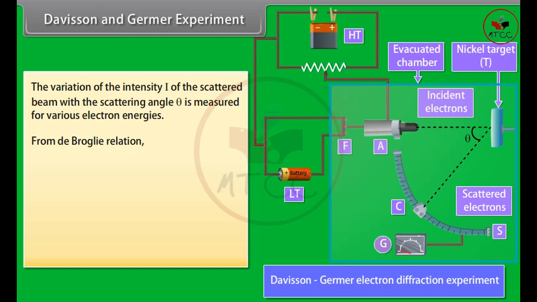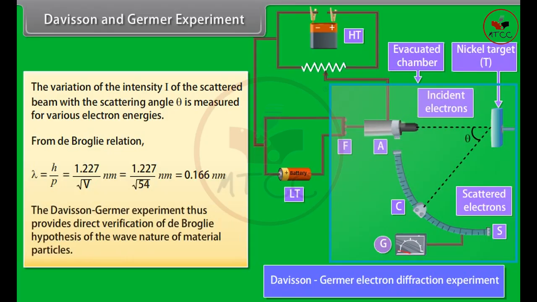From the de Broglie relation, the de Broglie wavelength associated with the 54 eV electrons can also be determined. For these electrons accelerated through a potential difference of 54 V, lambda equals h by p, which equals 1.227 by square root of V nanometer, which equals 1.227 by square root of 54 nanometer, which equals 0.166 nanometer. The Davisson-Germer experiment thus provides direct verification of the de Broglie hypothesis of the wave nature of material particles.